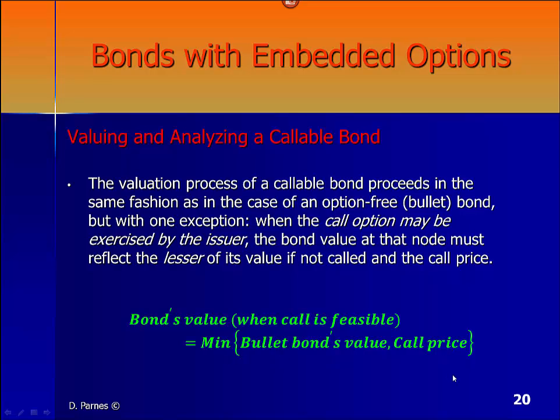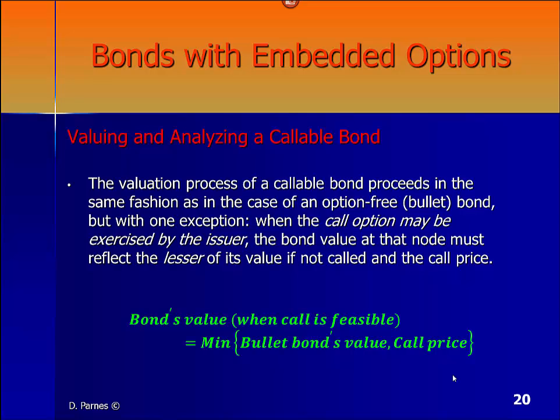If the bullet bond's value will be less than the call price, in this case, the bond will stay as is. The bond issuer will not call it back. However, if the bullet bond's value will exceed the call price, then obviously the issuer will call back the bond and will buy back the bond at a predetermined price. So the call price is in fact kind of an asymptote, kind of a cap. The bond price cannot exceed the call price, whatever it is written on the contract.